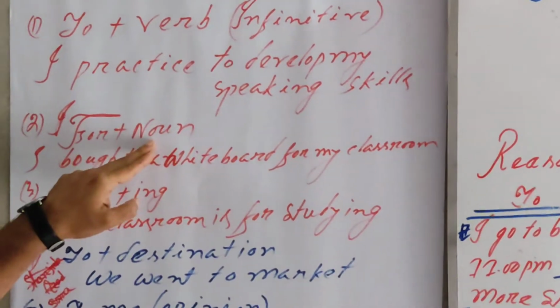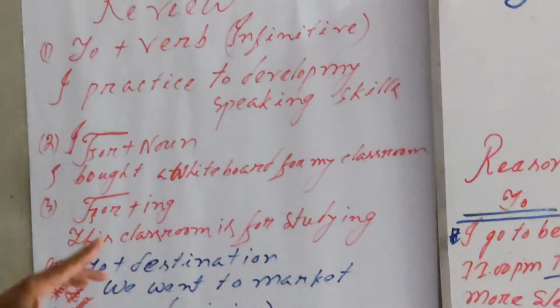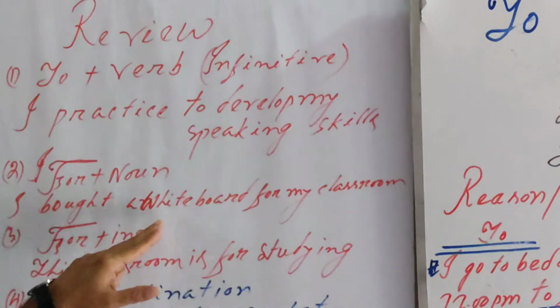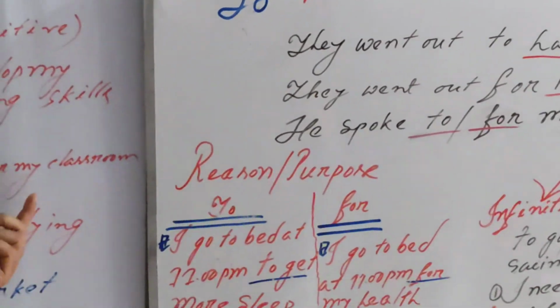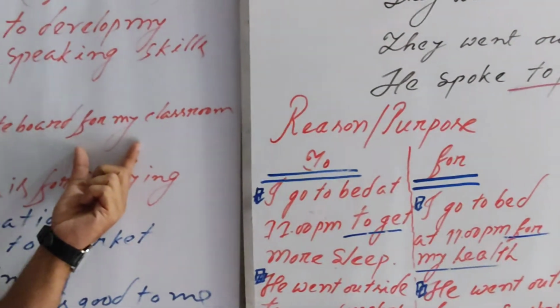Next one, for plus noun. I would like to make it clear. Okay, I bought a whiteboard. Why did I buy this whiteboard? I bought this whiteboard for my classroom. For my classroom. It's very clear.